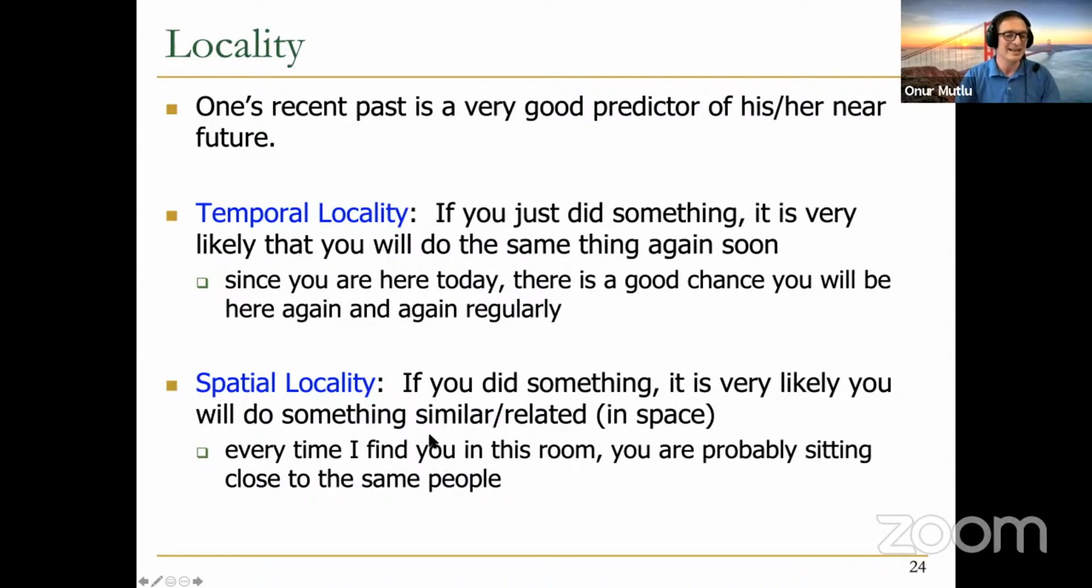But basically, the spatial locality principle always held when I was giving real lectures. Every time I find someone in the room, they're probably sitting close to the same people for whatever reason, right? Maybe they're friends, maybe they just like that particular location to sit in the classroom. Essentially, they're spatially correlated with each other. And this is the notion of spatial locality.